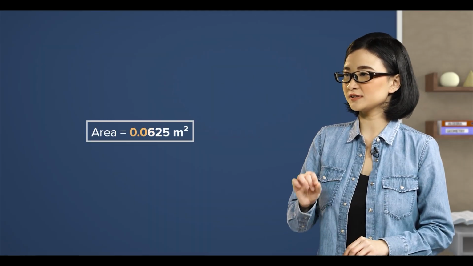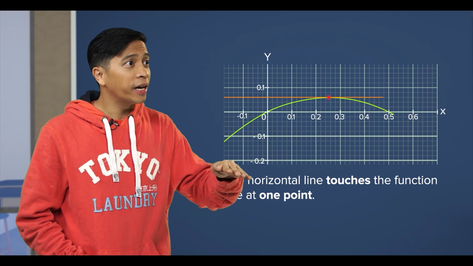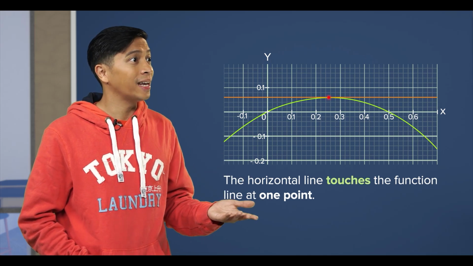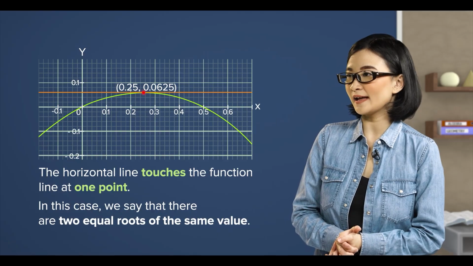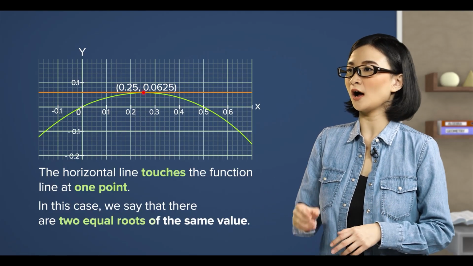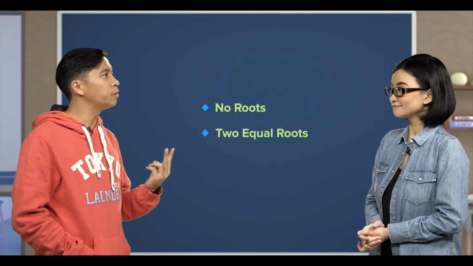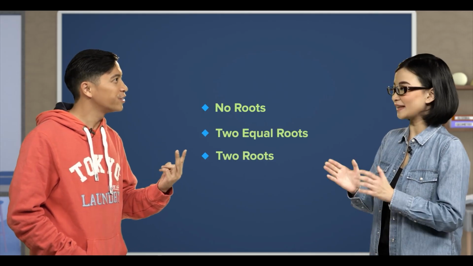Now, what if we want the area to be 0.0625 meters square? Then, the horizontal line will be touching the function line at one point. Yes, in this case, we say that there are two equal roots of the same value. I see now. I understand now. So, we have three possibilities. No roots, two equal roots, two roots. That's right.